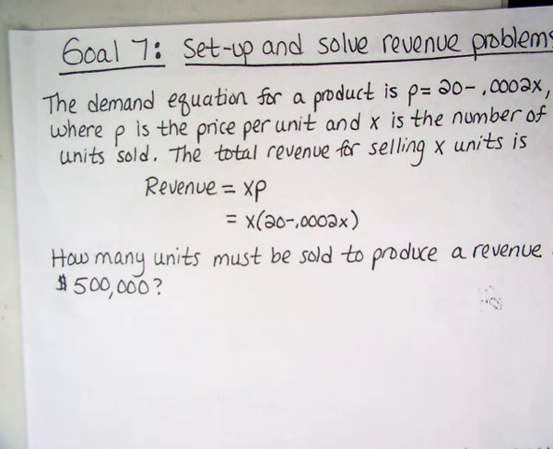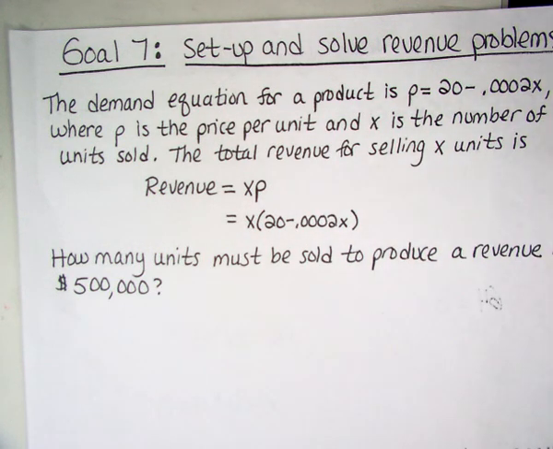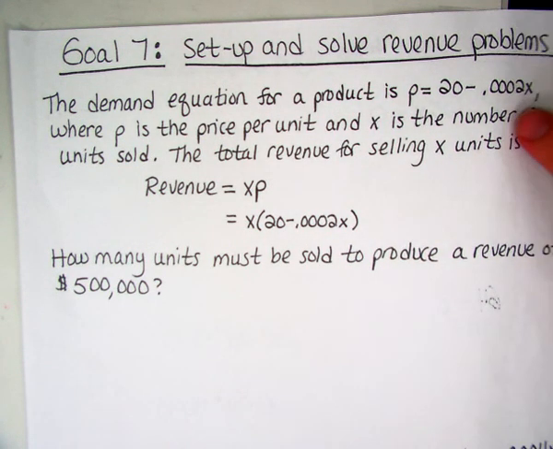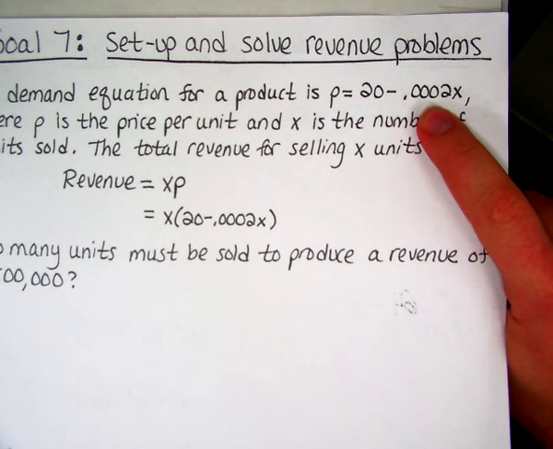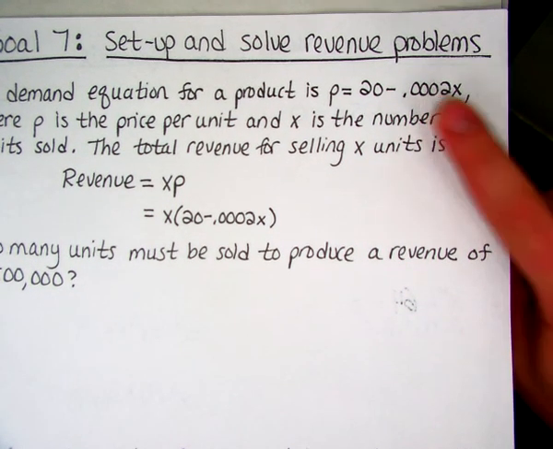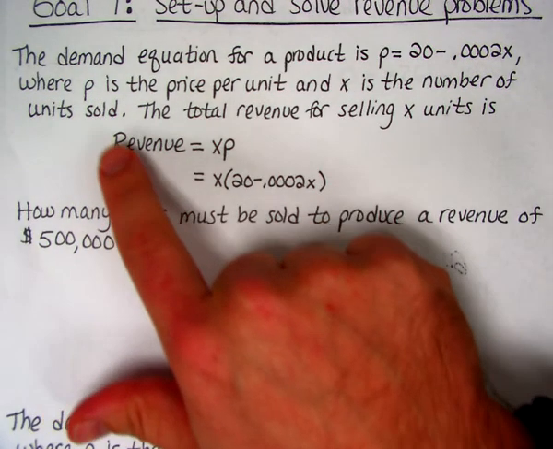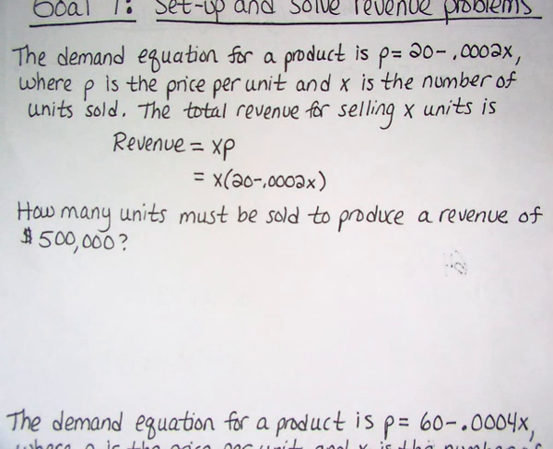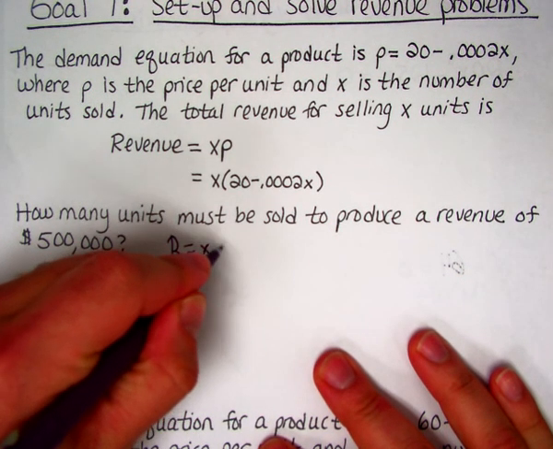What we're talking about is the demand equation for a product: P equals 20 minus 0.0002x. One of the biggest mistakes in these problems is that when children go to set these up, there's supposed to be 3 zeros here. Sometimes they'll put 2 or 4, so little details like that. They're saying where P is the price per unit and X is the number of units sold, total revenue from selling X units is revenue equals X times P. So let's start with that as our equation. R equals X times P.